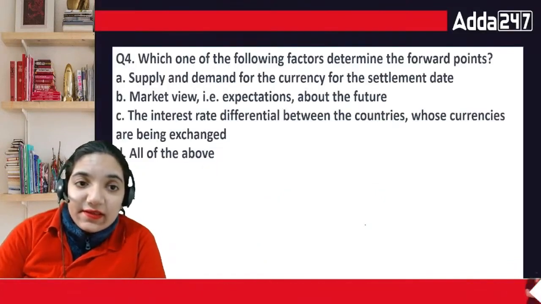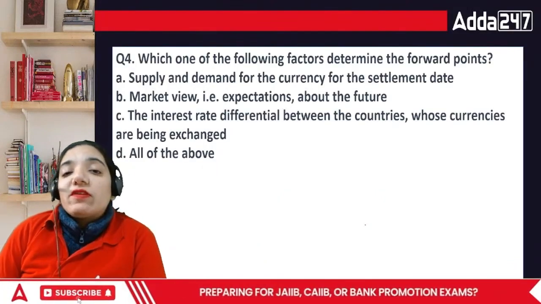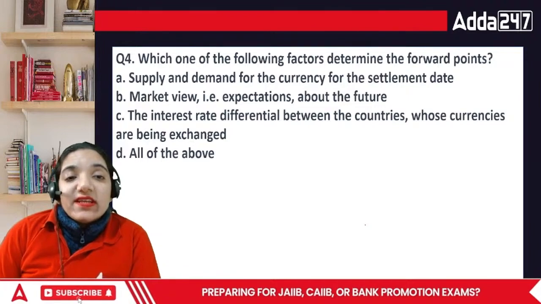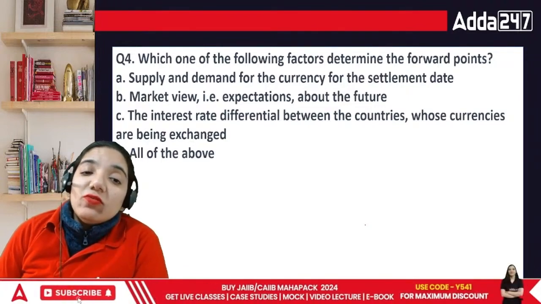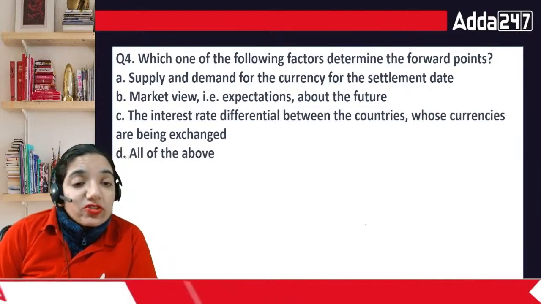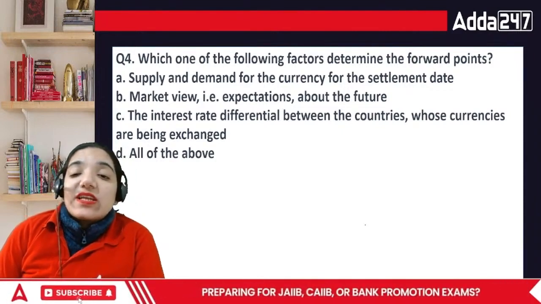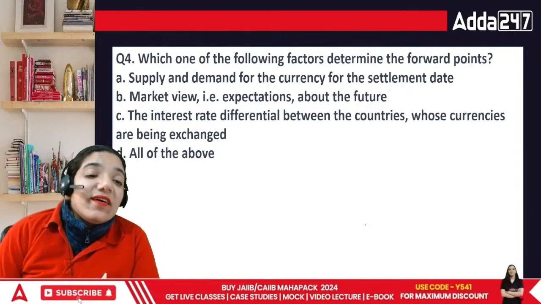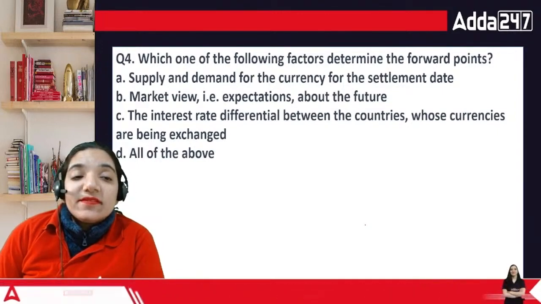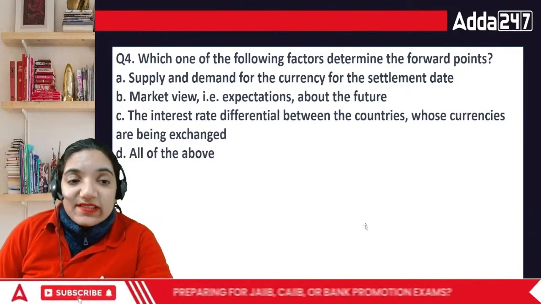Done? Which one of the following factors determine the forward points? Supply and demand for the currency for the settlement date, market view, that is expectations about the future, the interest rate differential between the countries whose currencies are being exchanged, or all of the above. Everybody, what's going to be the answer?